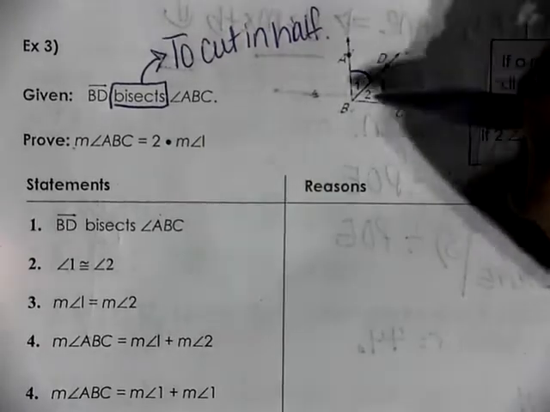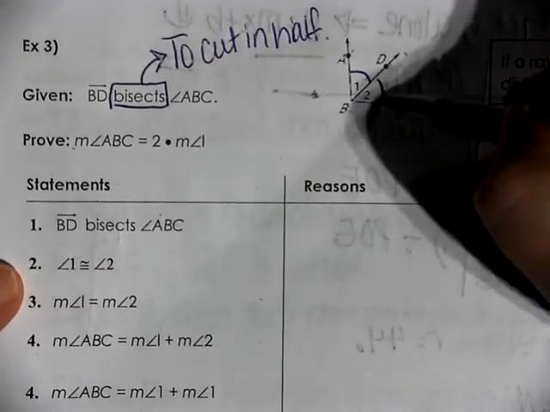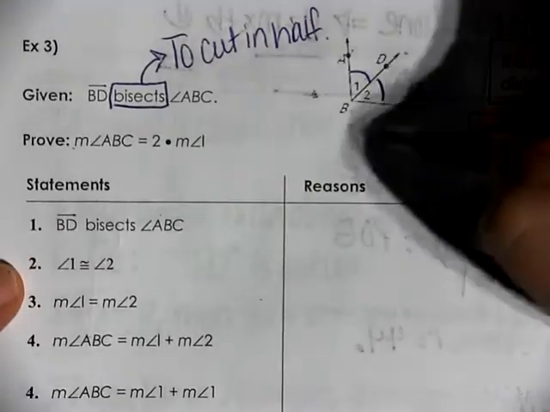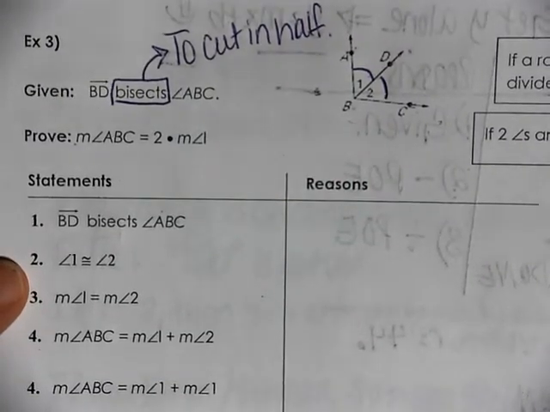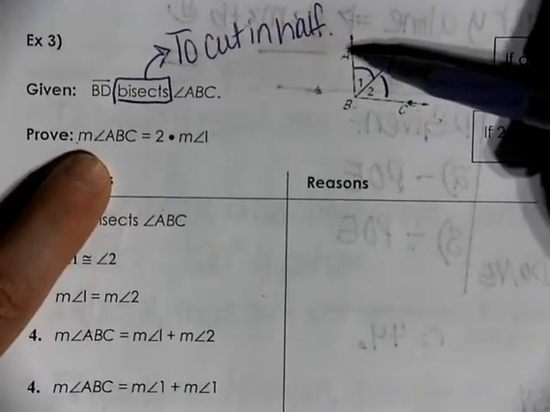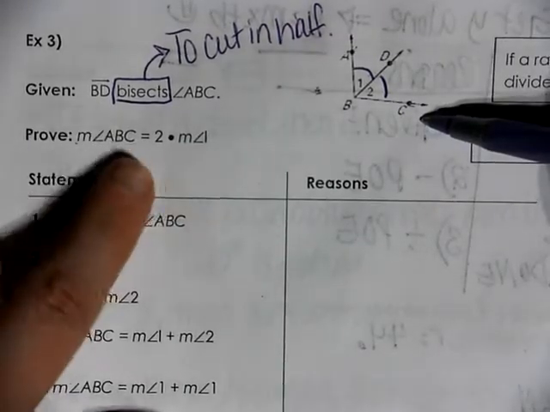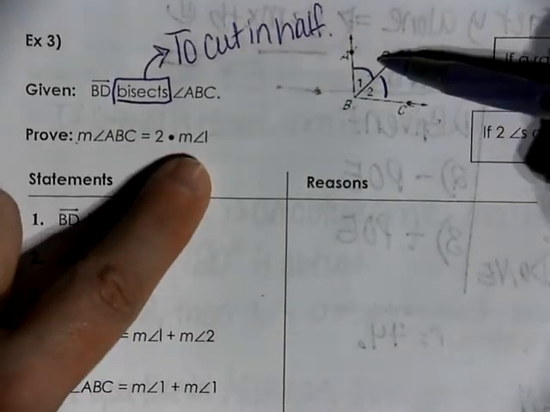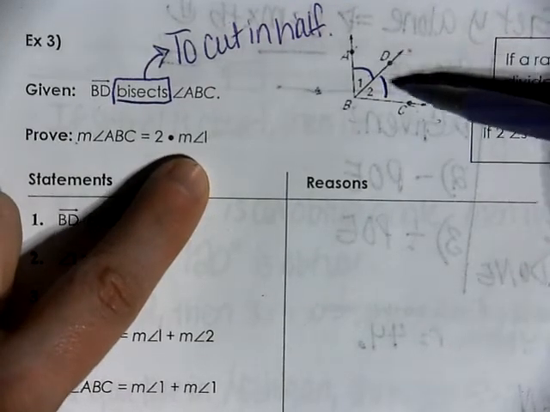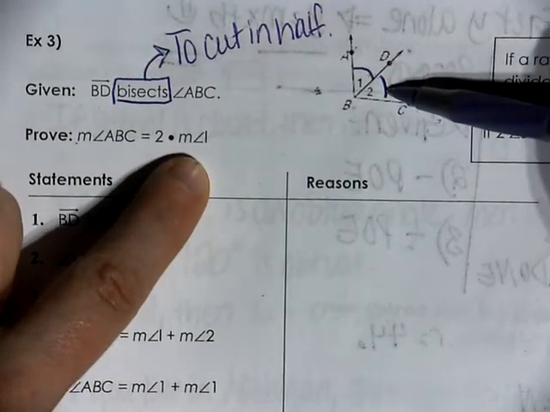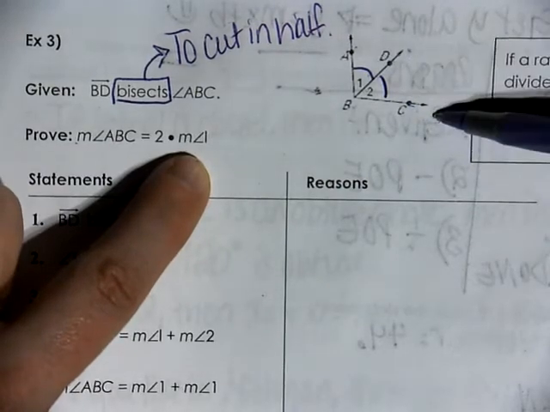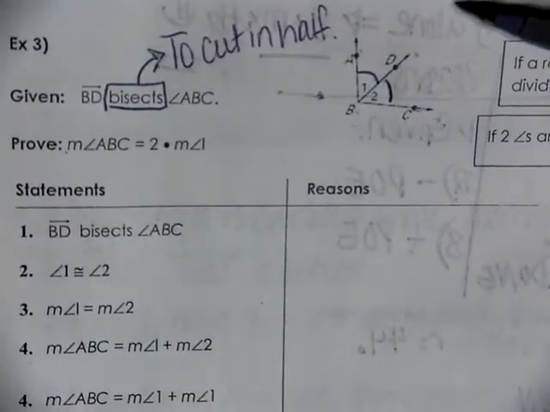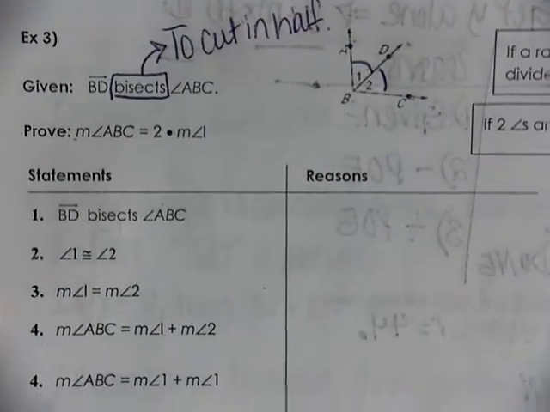And what I also know is that angle 1 plus angle 2 would equal the whole angle, so that could be where I would work with the angle addition postulate. And I want to prove that the measure of angle ABC would now be 2 times the measure of angle 1, which wouldn't that make sense? If angle 1 and angle 2 are the same exact measure, if I just double angle 1, it's going to equal the whole angle. That makes sense to me. So now let's go ahead and prove this.